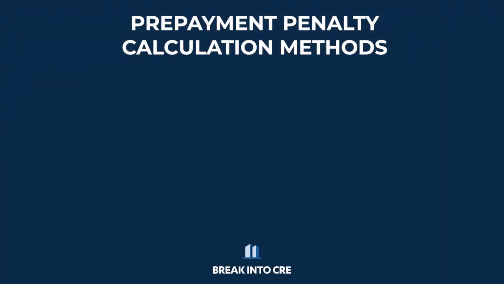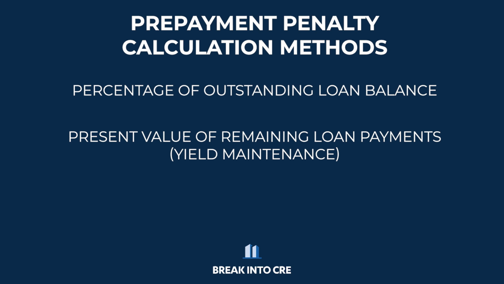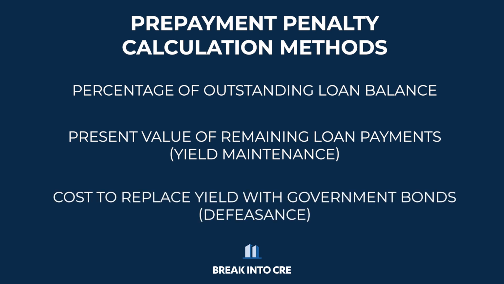Prepayment penalty calculations can sometimes be as simple as a percentage of the outstanding loan balance at the time the loan is paid off, but these can also sometimes be more nuanced formulas in the case of yield maintenance, which calculates the present value of the remaining loan payments that the lender would have received if the loan wasn't prepaid, or in the case of defeasance, which essentially requires a borrower to replace the lender's yield with government-backed bonds that can replicate the cash flows of the remaining monthly payments.